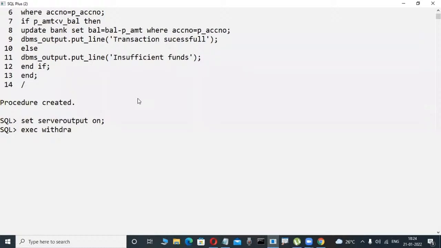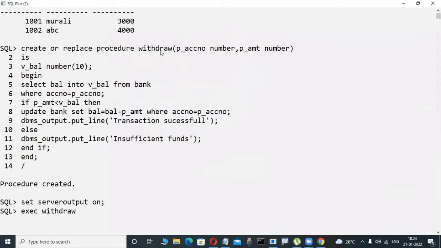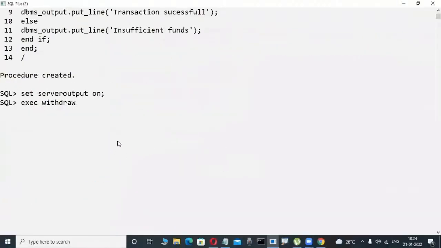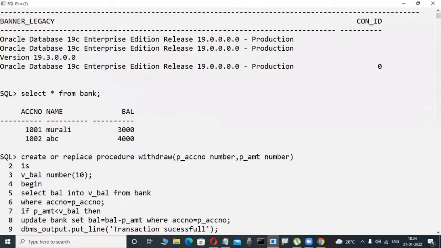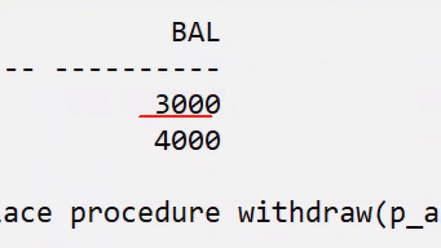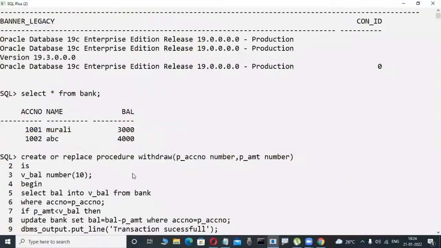You may not have an idea what all this is. Just observe it here. Withdraw is the name of my program that I'm giving. Okay, fine. Here my account number 1001 I'm passing, comma, I try to withdraw 9,000 rupees, for example. Observe this table slowly. Scenario, observe the logic. 1001 is my account number, Murali is my name. My balance is 3,000 in my table, the current balance.